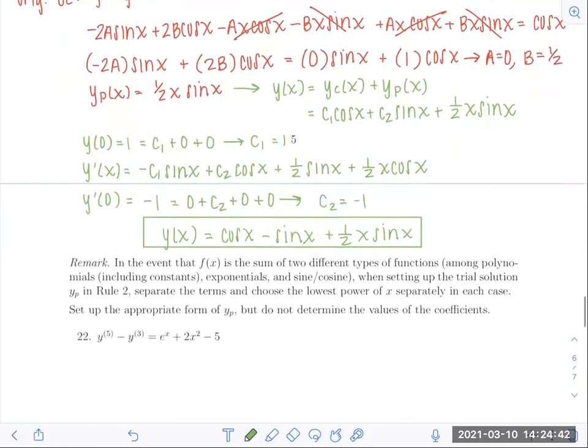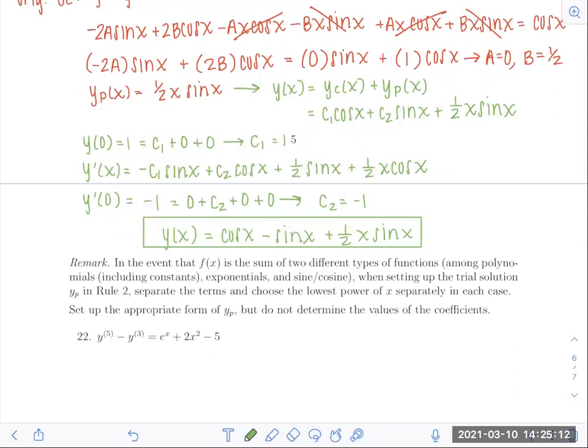So I have an important remark here at the top of page 6 that says the following. In the event that f of x is the sum of two different types of functions, and when I say types, I'm referring to polynomials, and we're going to include constants within the polynomial term, exponentials, and sine and cosine functions, then when setting up the trial solution yp in rule 2, we need to separate those terms and choose the lowest power of x separately in each case.